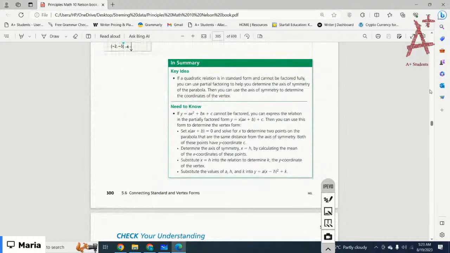If a quadratic relation is in standard form and cannot be factored fully, you can use partial factoring to help you determine the axis of symmetry of the parabola. Then you can use the axis of symmetry to determine the coordinates of the vertex, right?